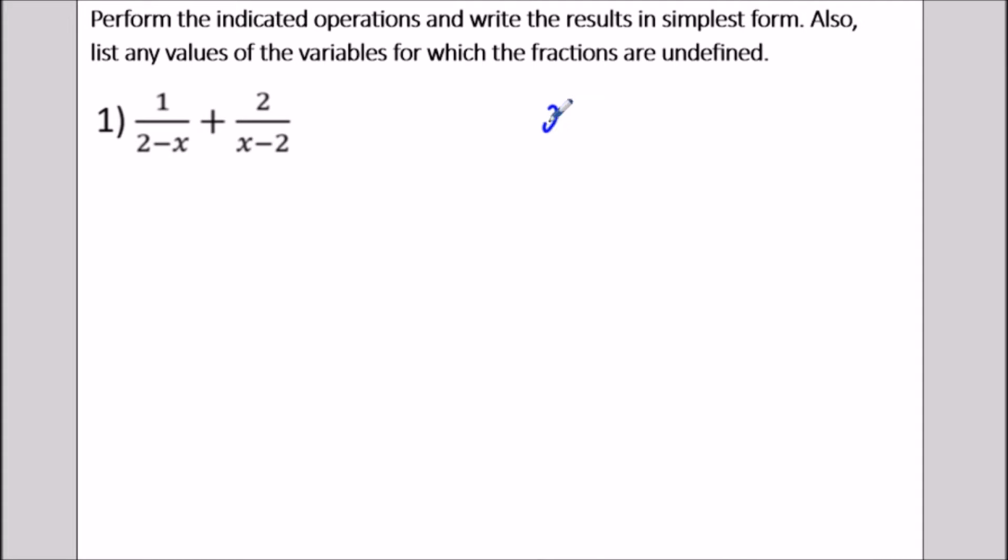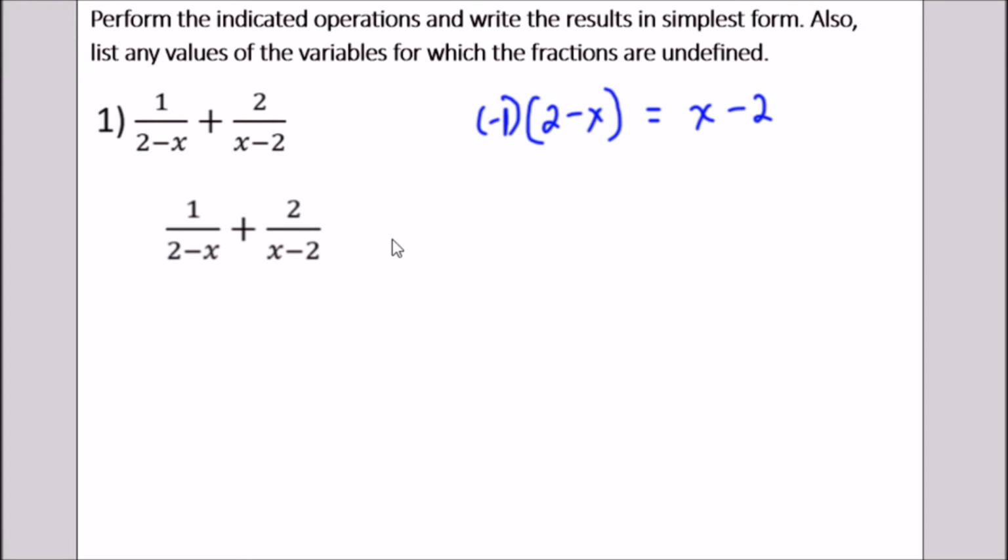If you compare 2 minus x with x minus 2, these are almost equal. All I have to do is multiply 2 minus x by negative 1, and it's going to equal x minus 2. You can see if I distribute negative 1, I'm going to get exactly this. So for the first question, one of the simpler cases, we just need to take the first fraction and multiply the top and bottom by negative 1. So we're going to do that for the next step.